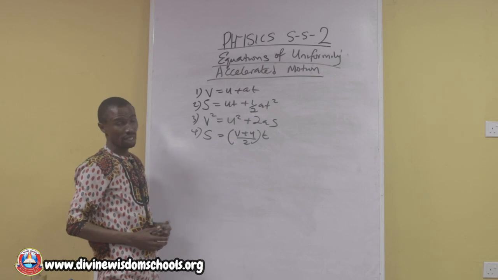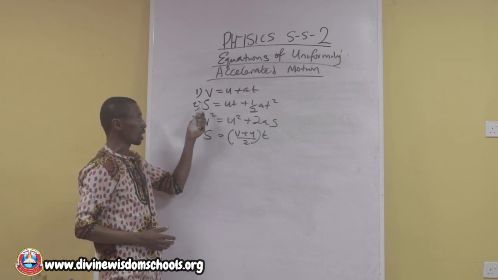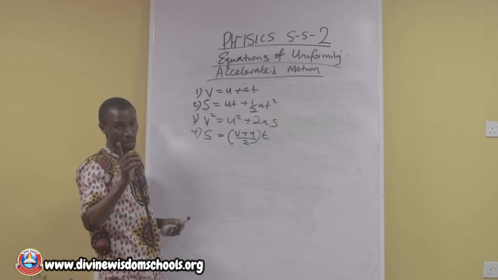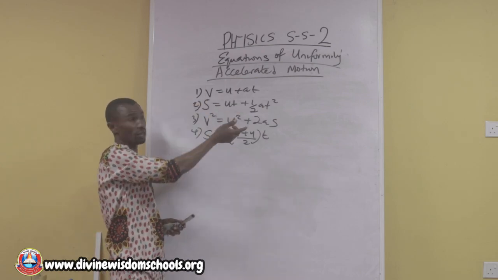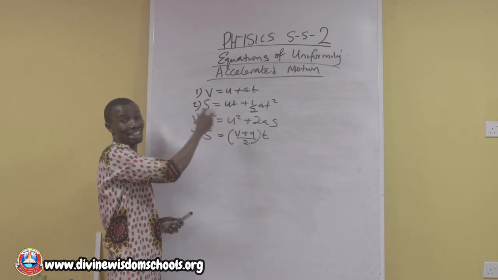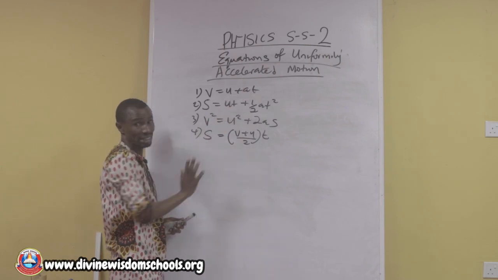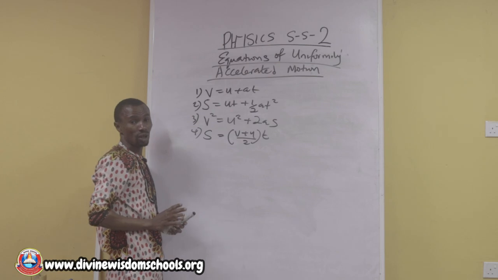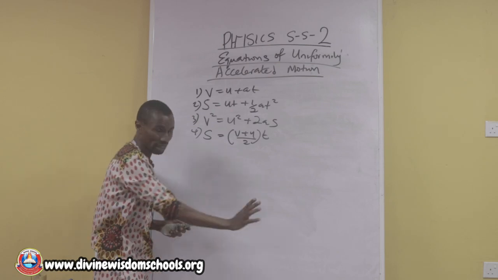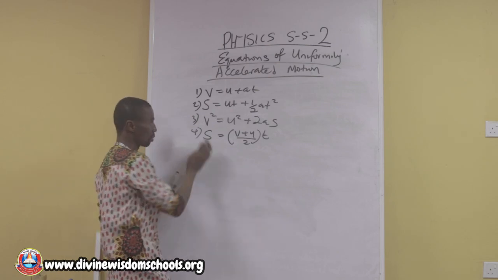So we're going to take an example to determine either of the first equation or the second equation. Remember that v simply means final velocity, while u is initial velocity, a is acceleration, t is time, then s is called distance, horizontal distance. So let's take an example.